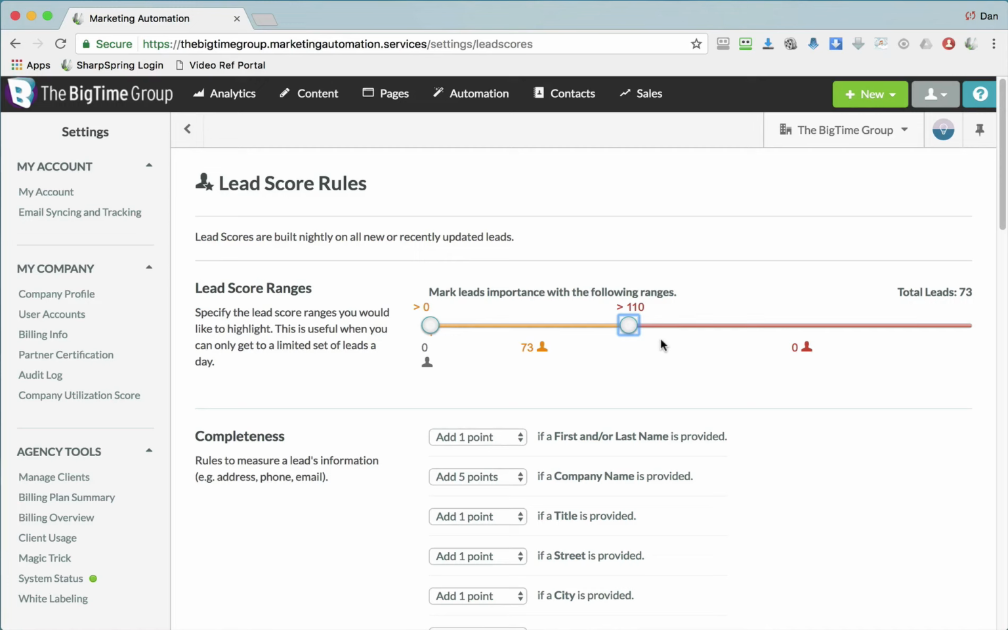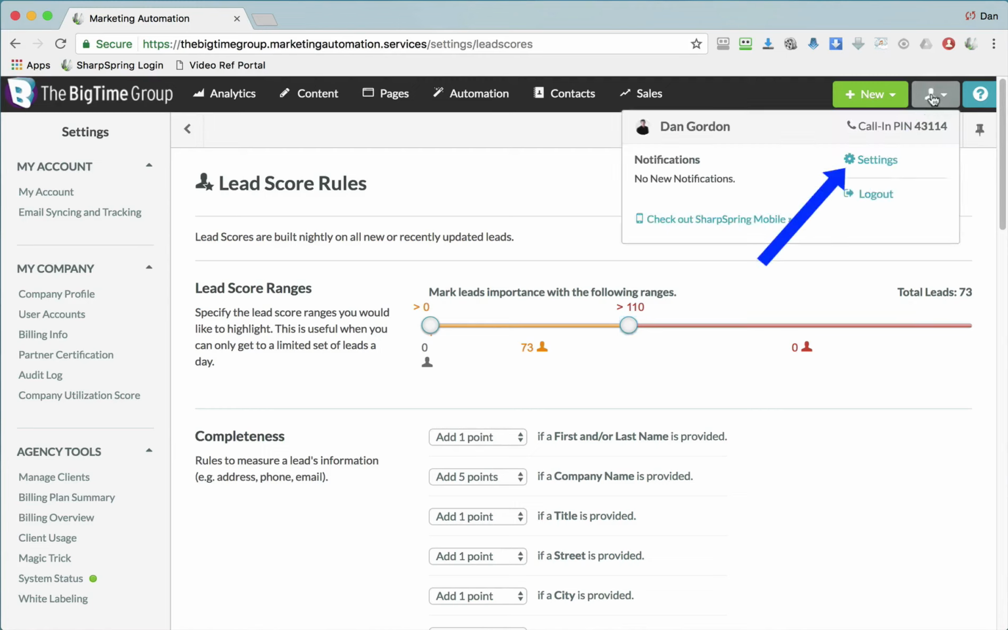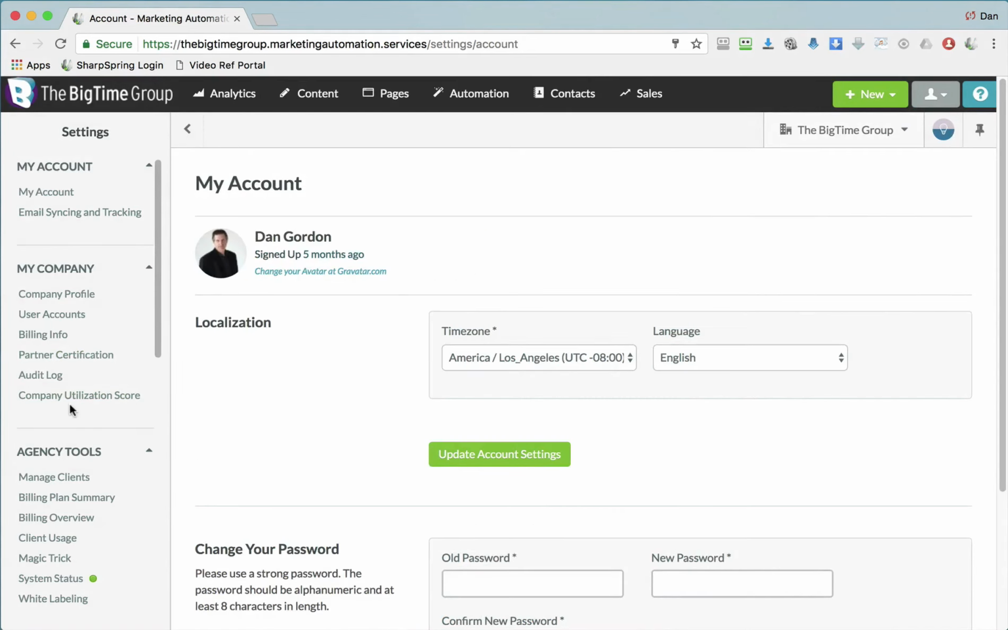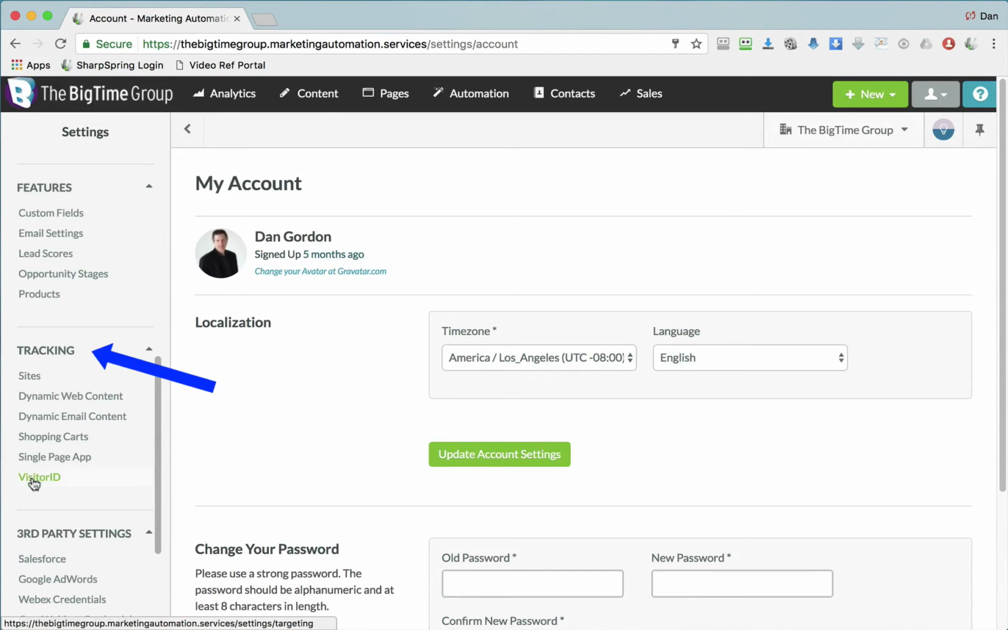So that's lead scoring. Now we're going to cover visitor IDs. First thing is visitor ID settings. So we're going to go to the silhouette, go to settings. Visitor ID is under tracking, and there it is.